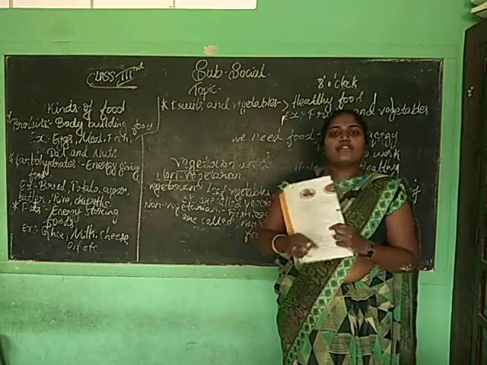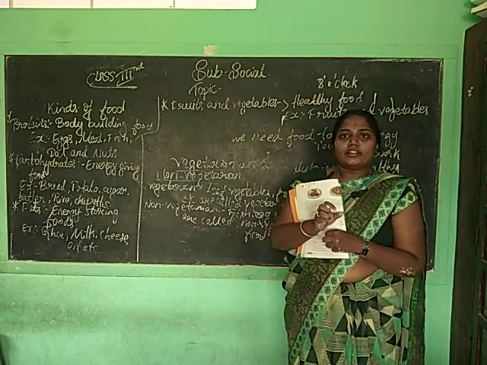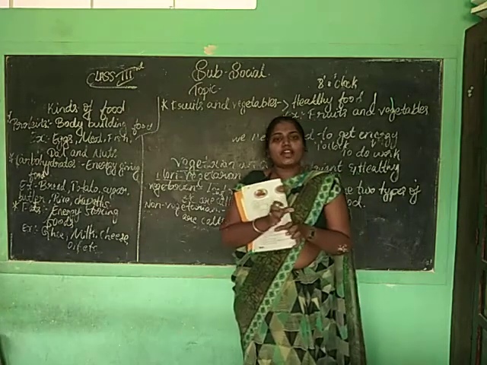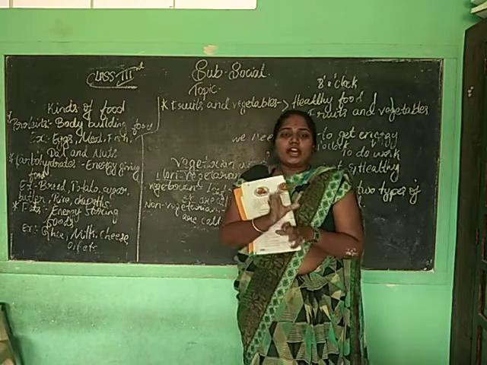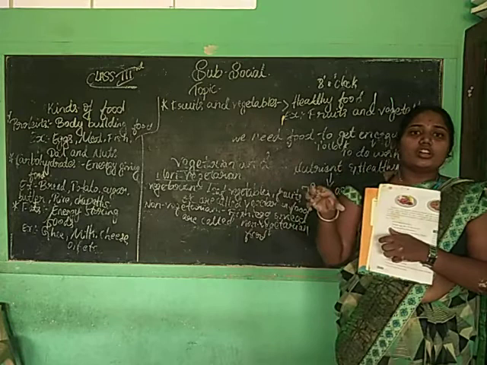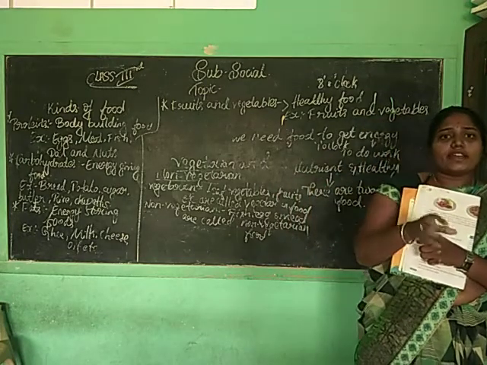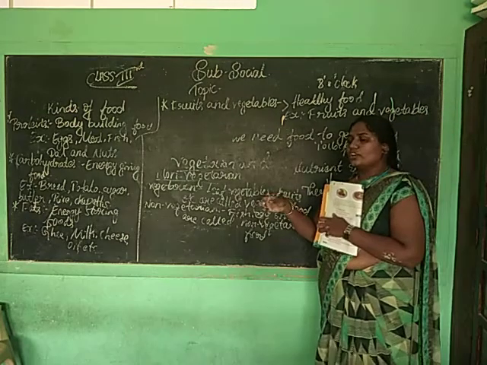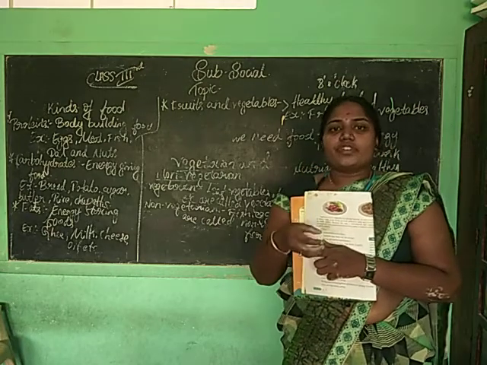Avoid roadside food. We have to stop eating food outside. Why do we have to avoid eating outside food? Because the food is kept on the roadside. When vehicles are going on that roadside, the pollution and dust will come and sit on the food. The food is not covered. So if we eat that food, we will get illness.